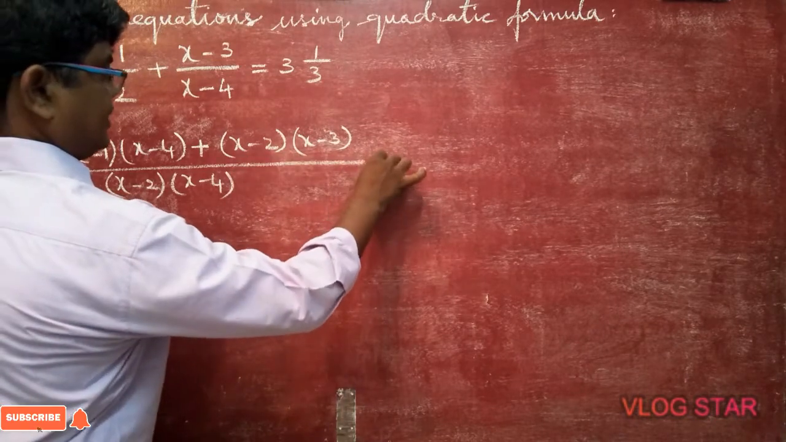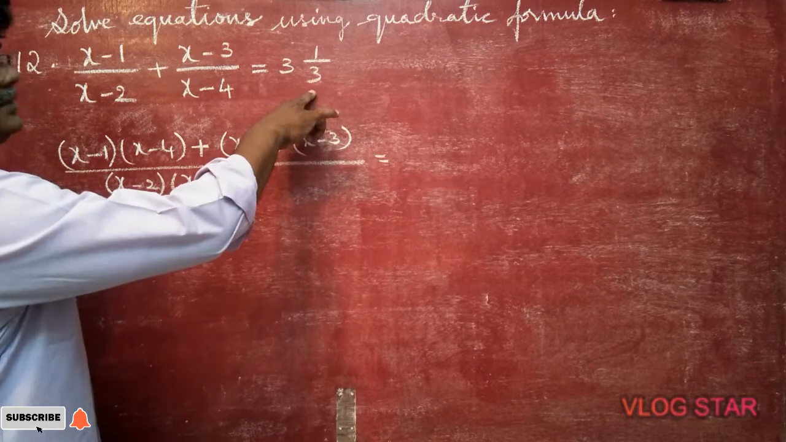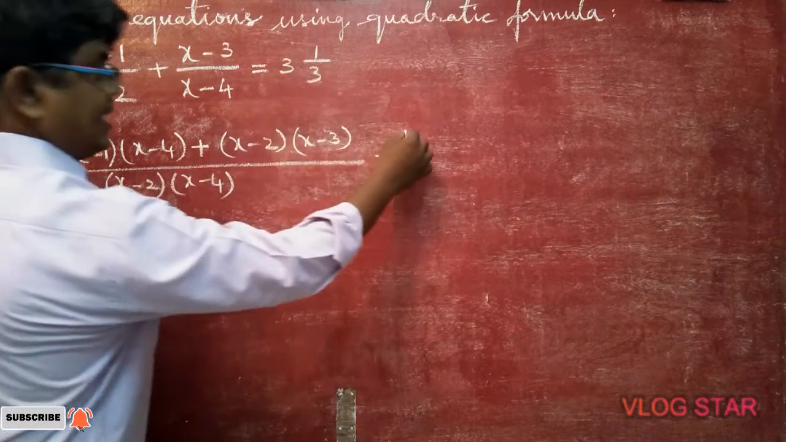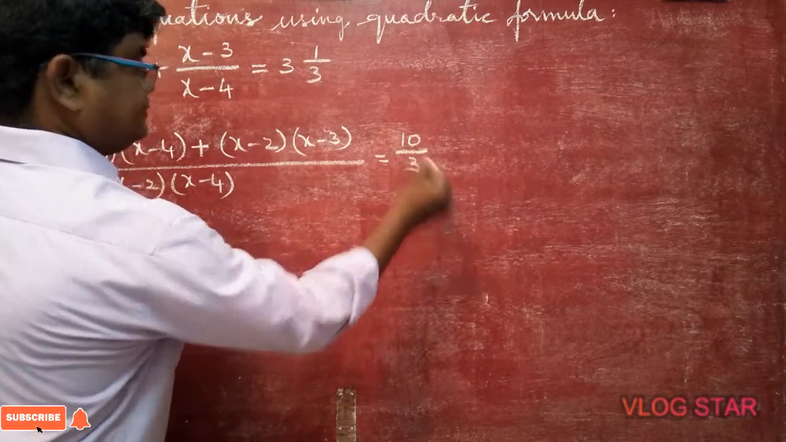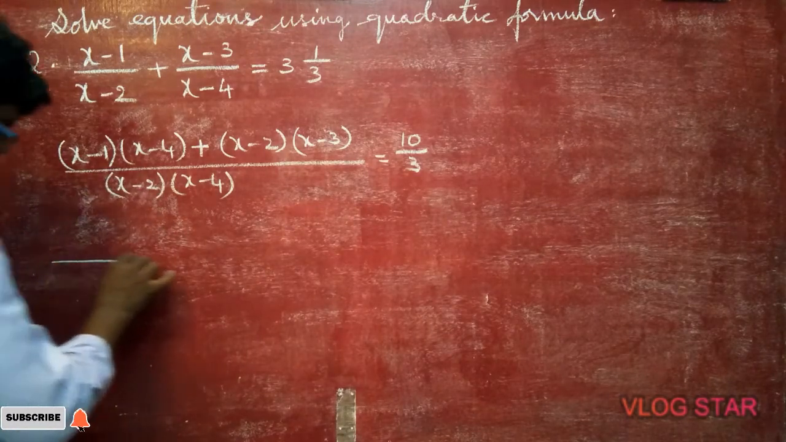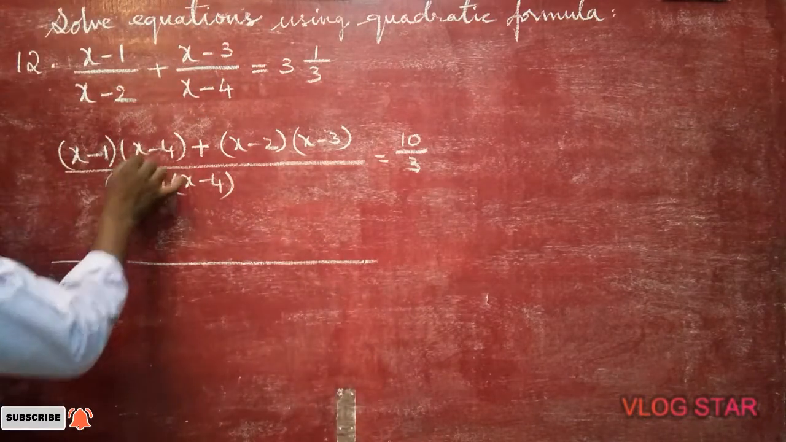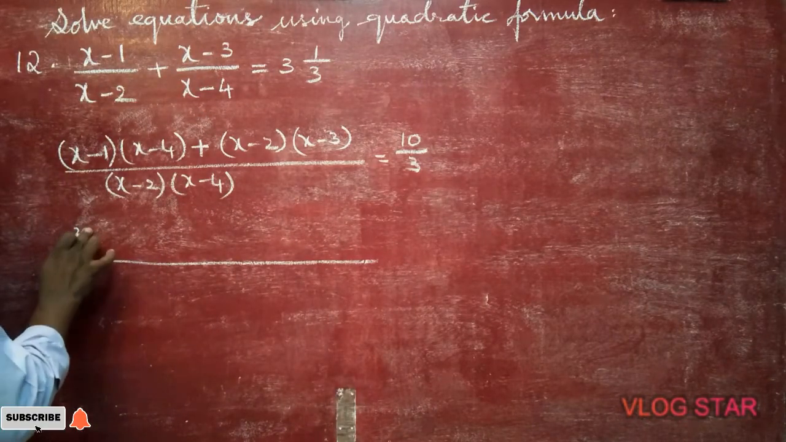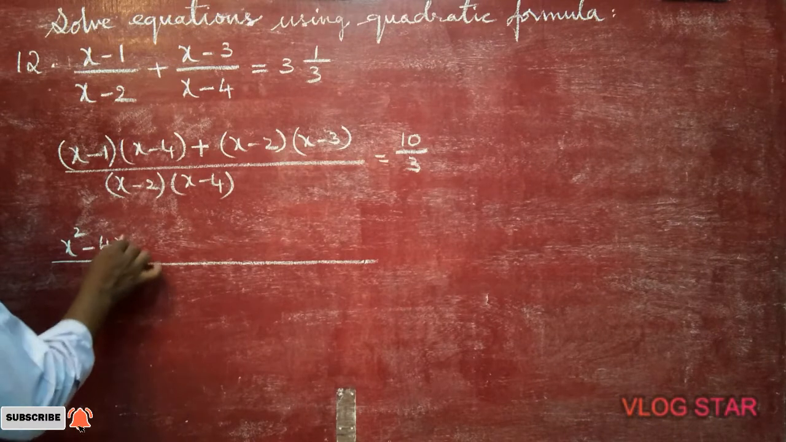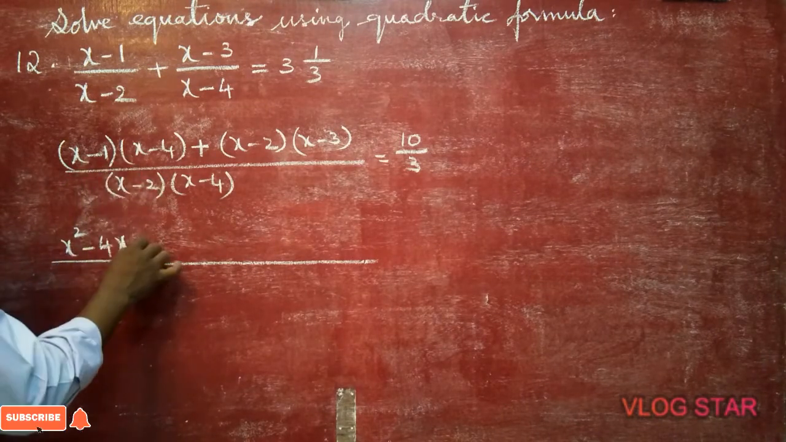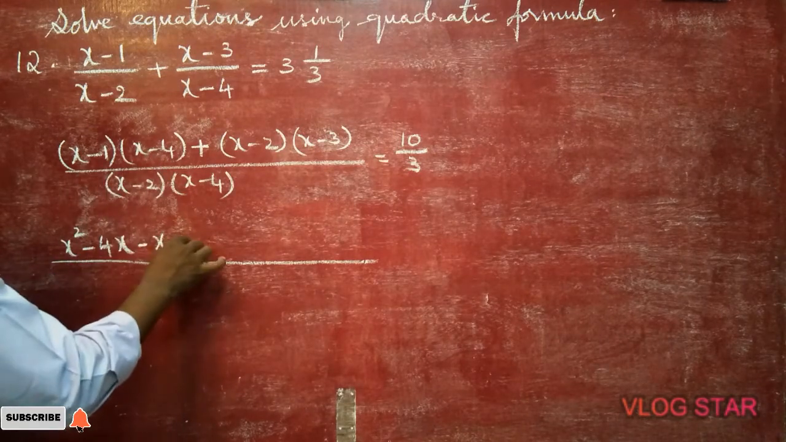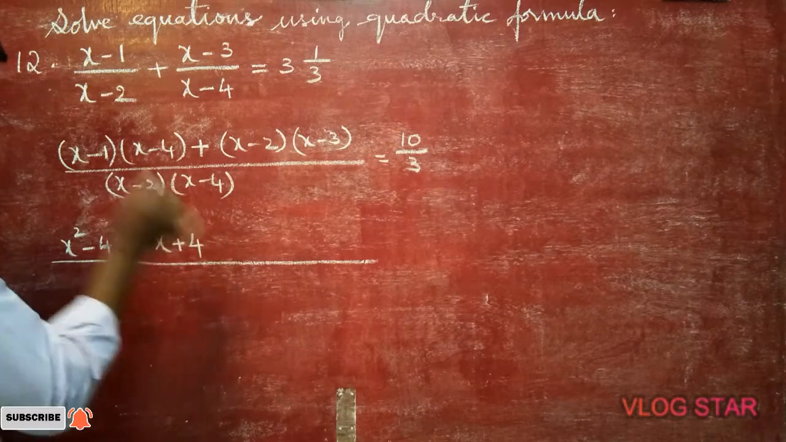So the extended part. This is a mixed fraction. Change it into an improper fraction: 3 3s are 9, 9 plus 1, 10. 10 by 3. Able to follow? Now multiply x into x. First the division part: x into x, x square; minus into plus, minus; x into 4, 4x; minus into plus, minus 1x is x; minus into minus, plus; 1 4s are 4.